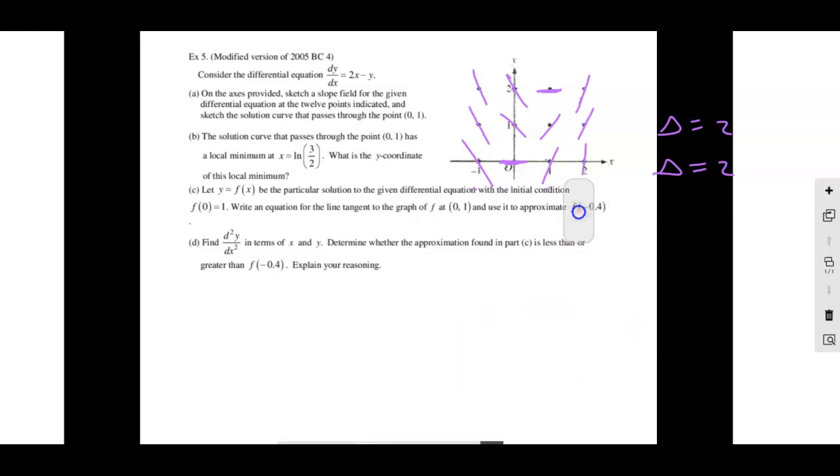But when in doubt, you can always just test all the points by plugging in the different coordinates and then drawing the little representative line segments through that point with that slope. Okay, so we got the slope field done.